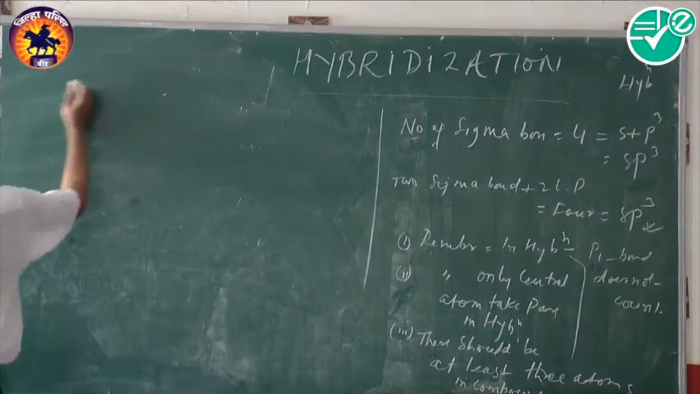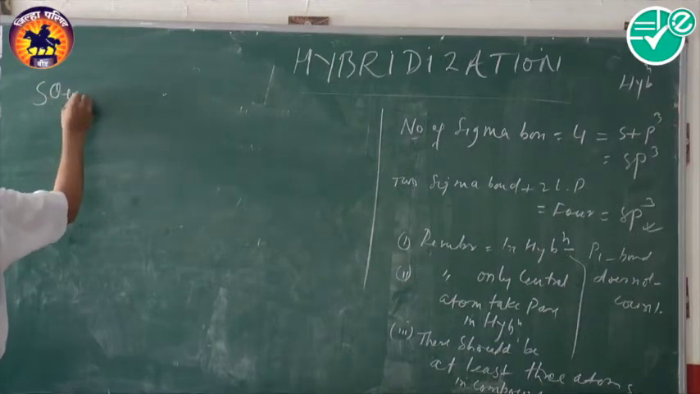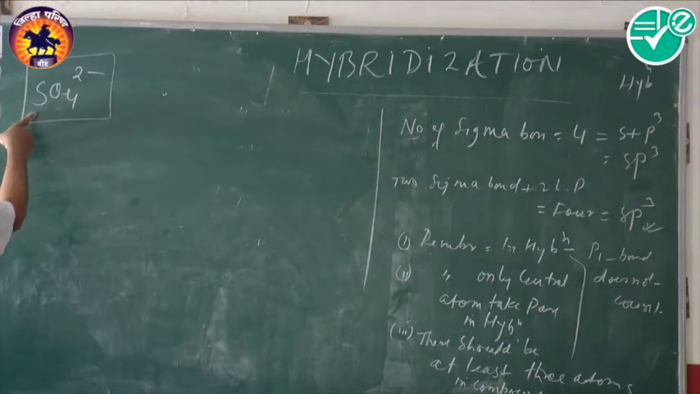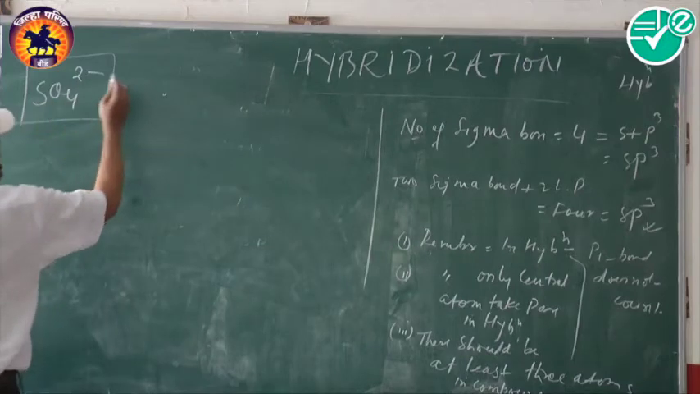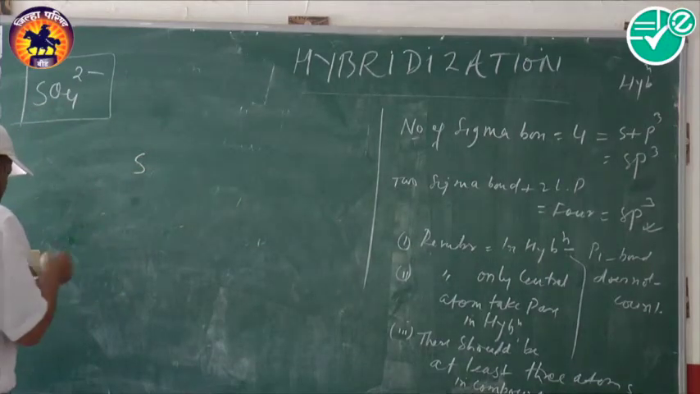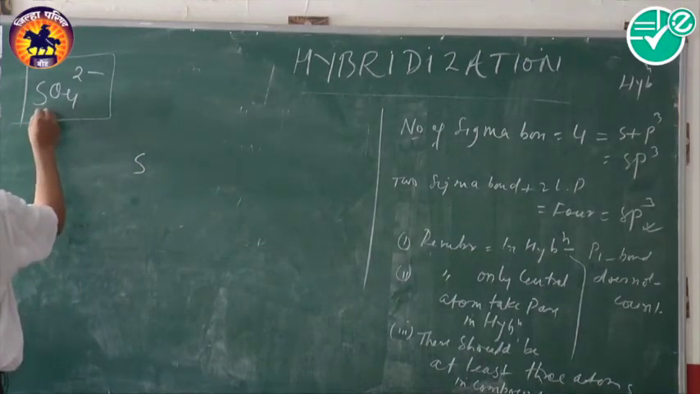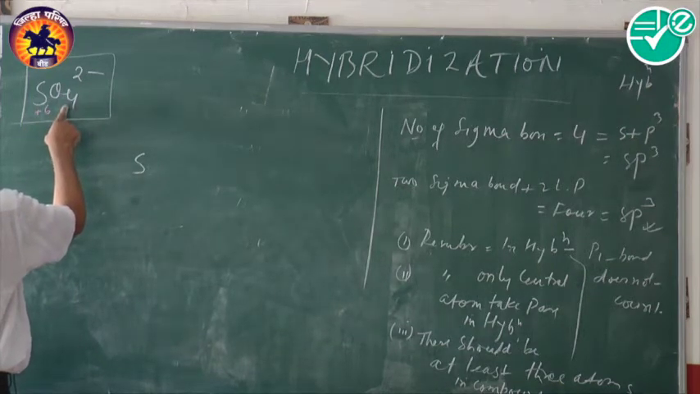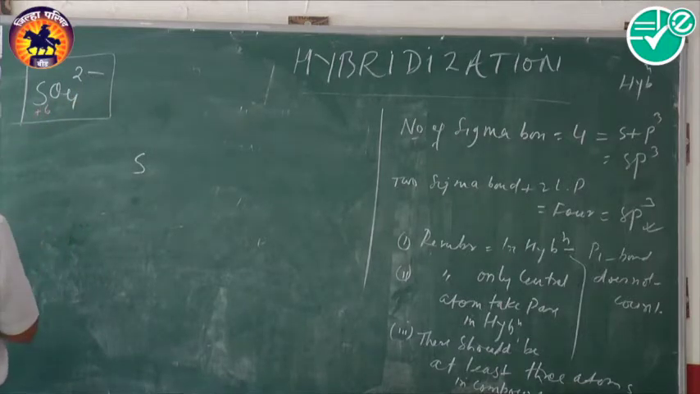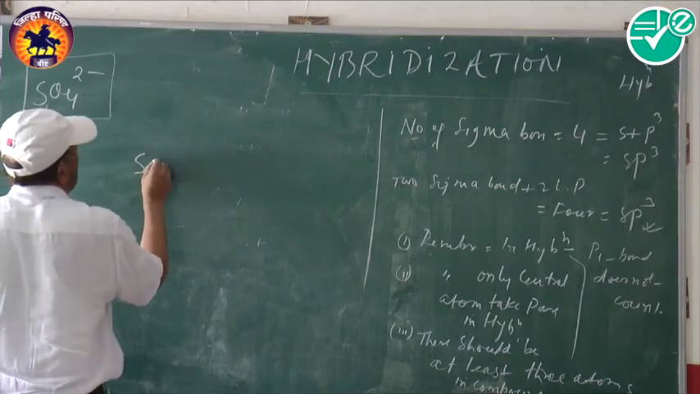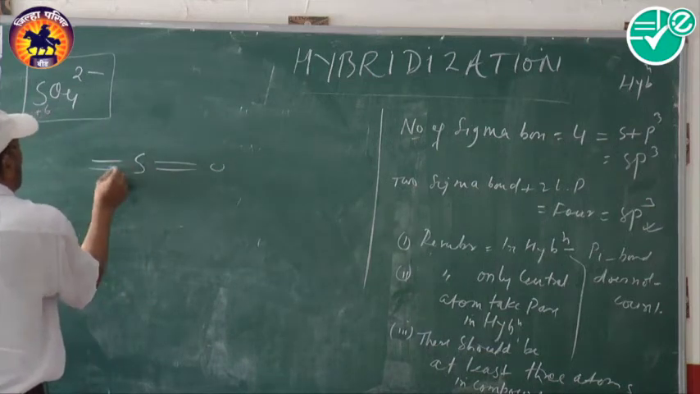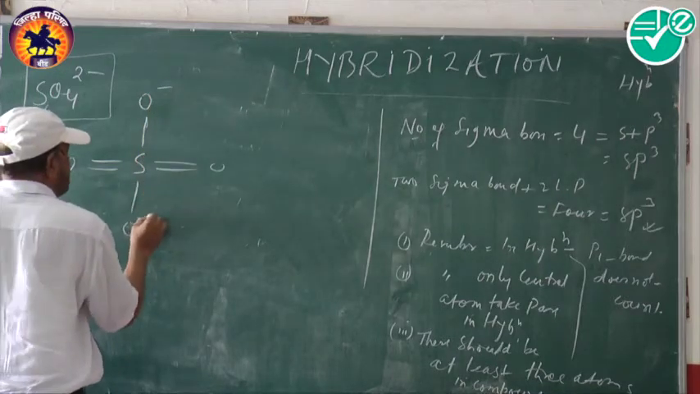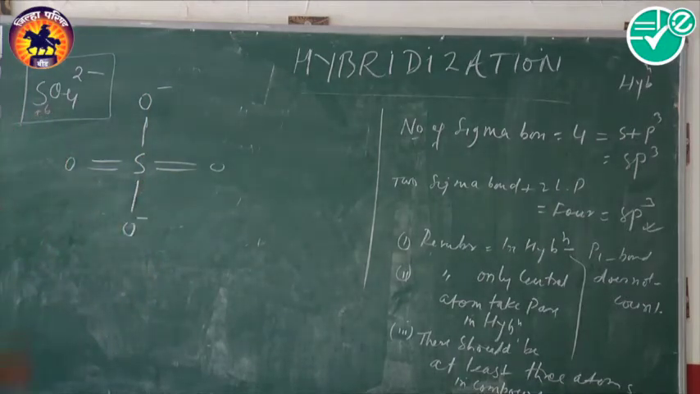compound. See, this is your sulfate, SO4 minus 2. As we know, hybridization belongs to the central atom. There is sulfur. Sulfur has plus 6 charge. Oxidation number of sulfur is plus 6. 4 into 2, 8 minus 2, plus 6 charge. Hence there should be 6 bonds. 6 bonds. 2 to 4 and 5 and 6.